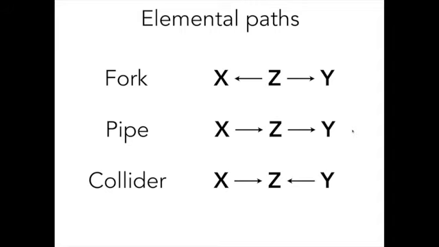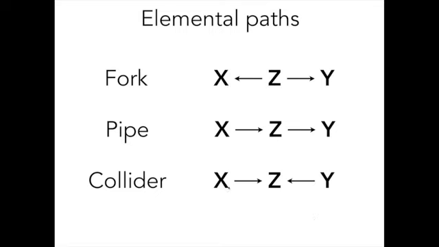Yeah, you can call this a chain. Sometimes this is called a chain in the literature as well. And then finally, the collider. In the collider, it's like the opposite of the fork. In the collider, Z is influenced by both of the other two variables, neither of which directly influences one another.